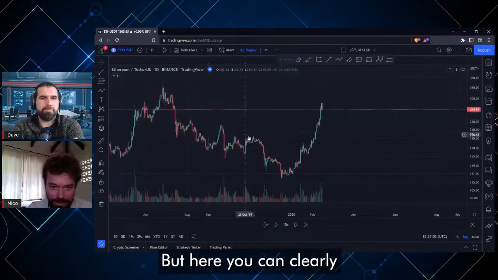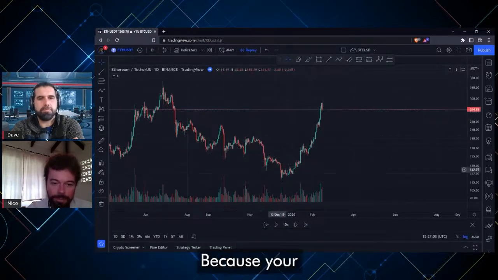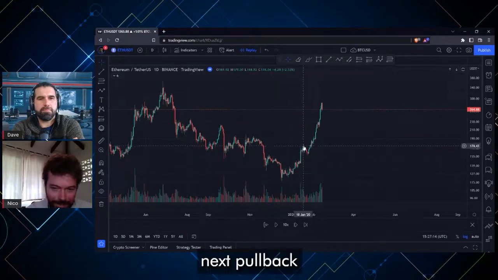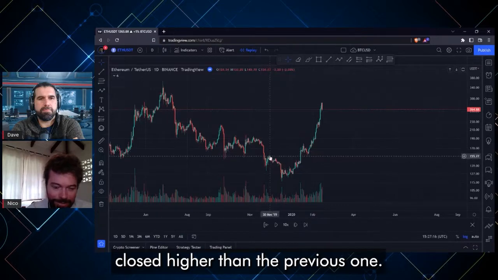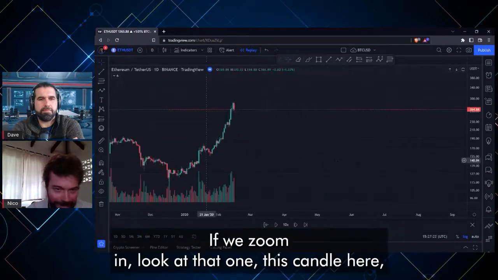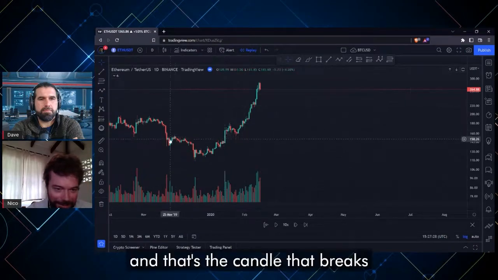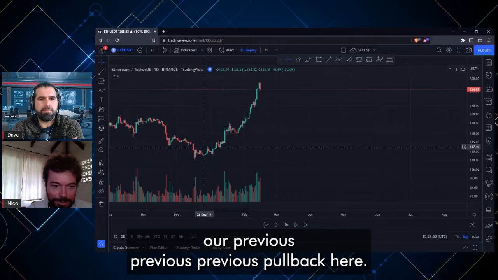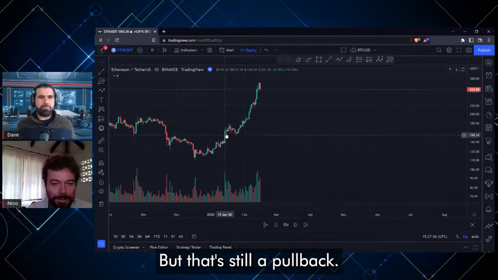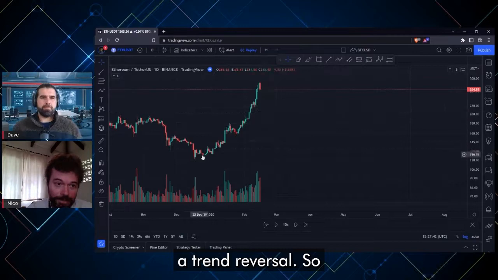But here you can clearly see a very clear trend reversal, because your next pullback closed higher than the previous one. As soon as you got that, you can see clearly on this candle here. If we zoom in, look at this candle, that's the candle that breaks our previous pullback. That was a small pullback, but it's still a pullback. And here you can really clearly identify a trend reversal.